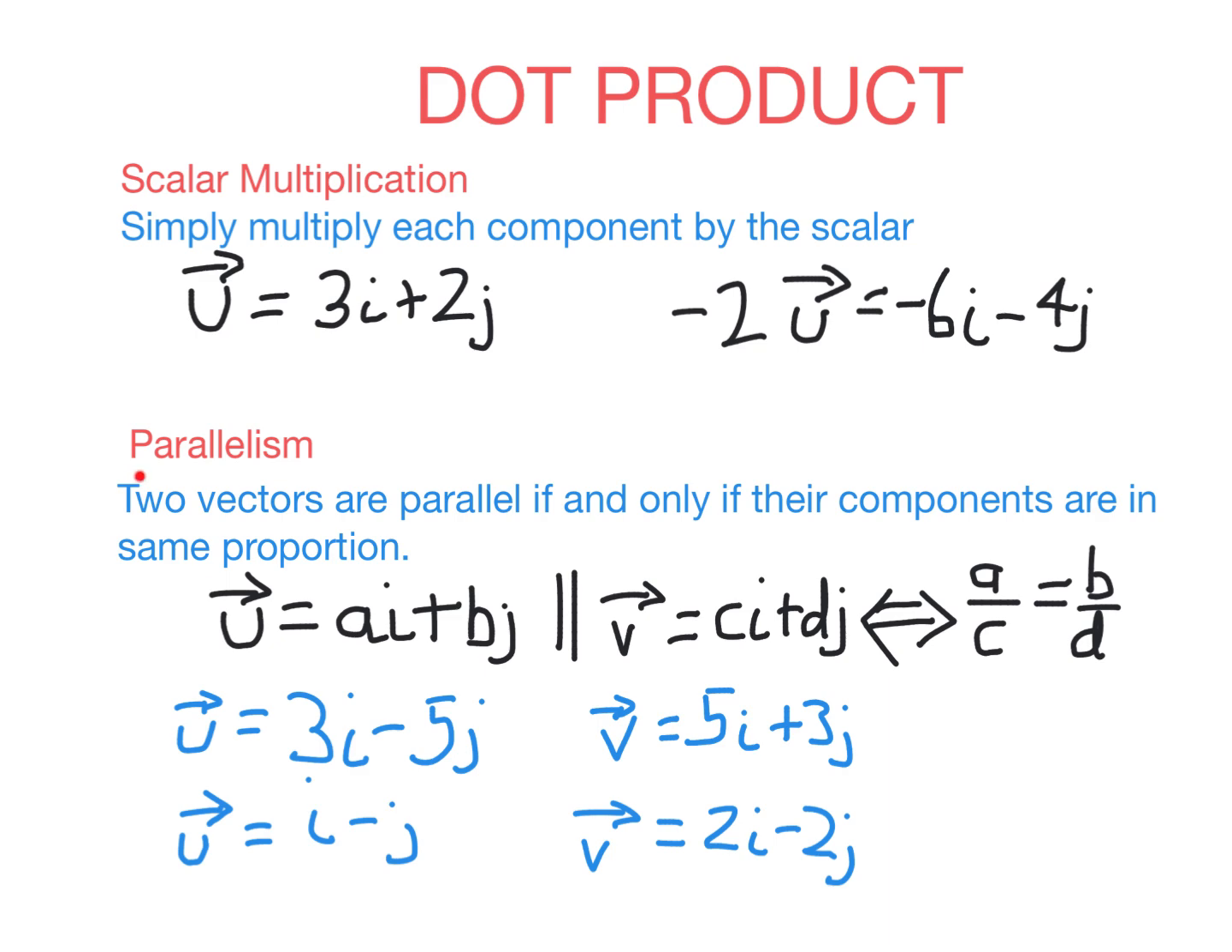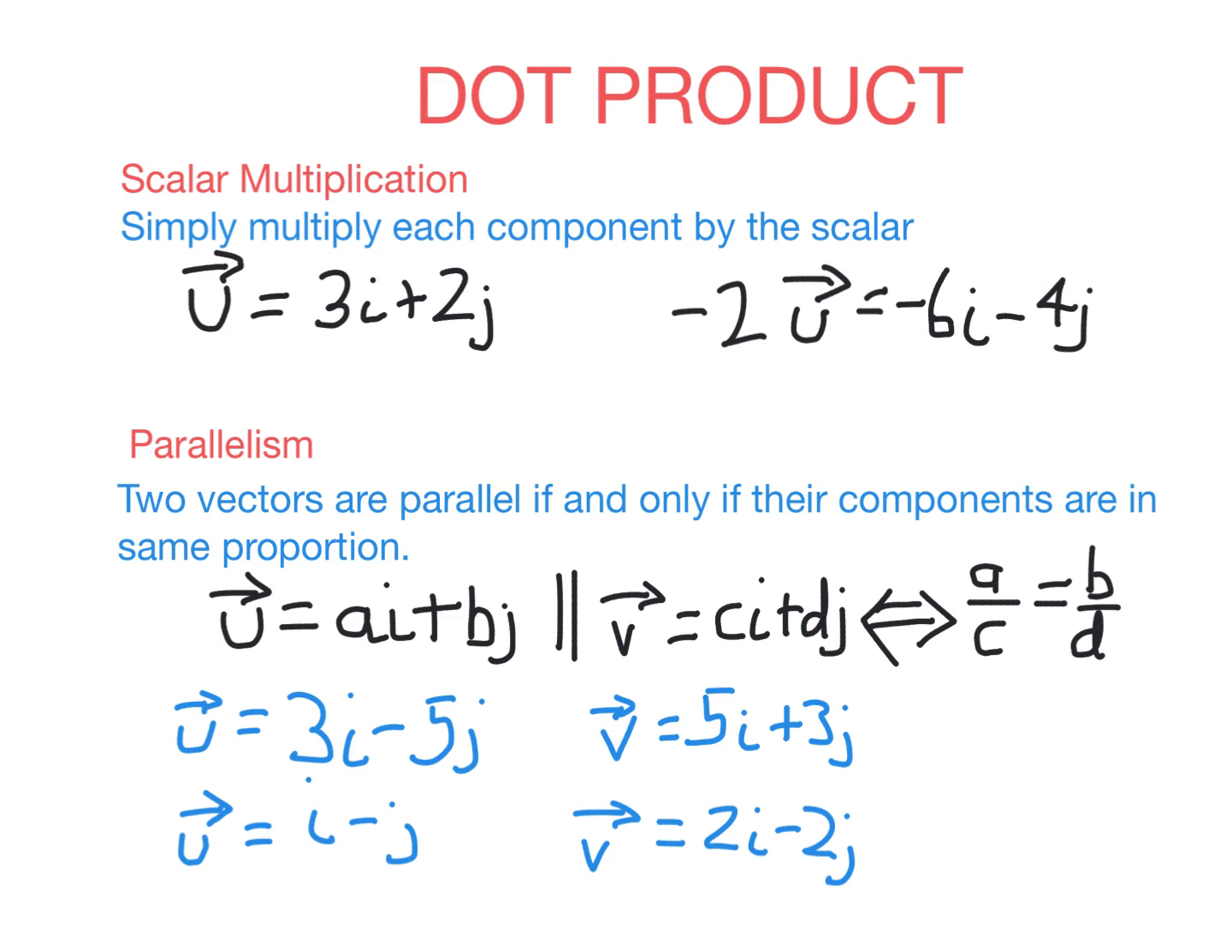So that's important in the context of parallelism. We're just looking at when two vectors are parallel. It turns out they're parallel if and only if their components are in the same proportion. That means that the x components are in the same proportion as the y components. So this statement says if u is the vector ai plus bj, then it is parallel to v, the vector ci plus dj, if and only if a over c equals b over d. If x component over x component equals y component over y component.